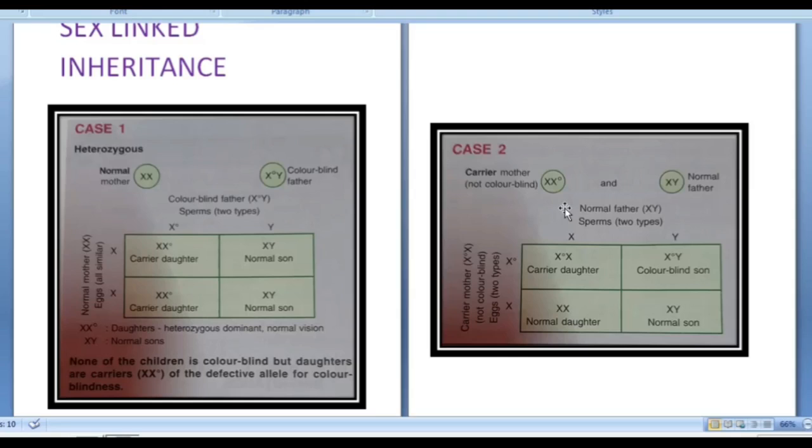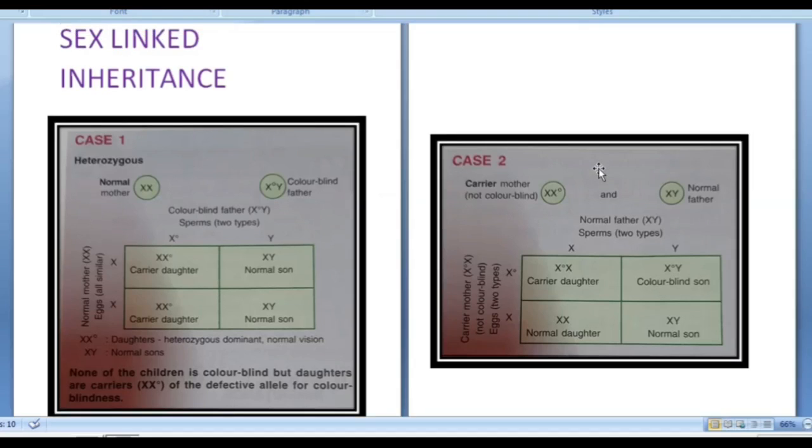So when both are recessive, homozygous recessive, then only the daughter will be colorblind. For that, the mother also has to be colorblind or a carrier, and the father also has to be colorblind. Only then the daughter will be colorblind. Otherwise, the daughter will always be a carrier. But for the son, if the mother is a carrier, the probability of the son being colorblind becomes more. So this is how the characters are inherited in case of sex-linked inheritance.